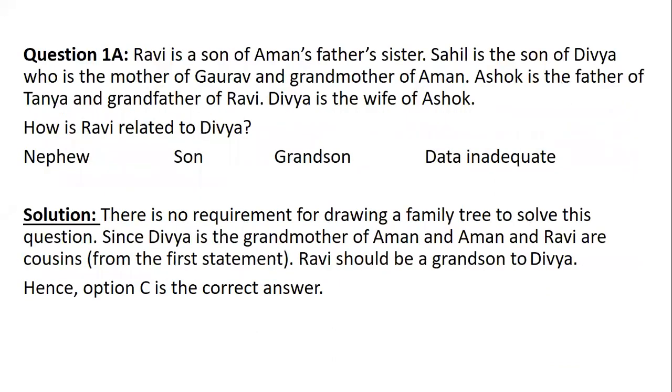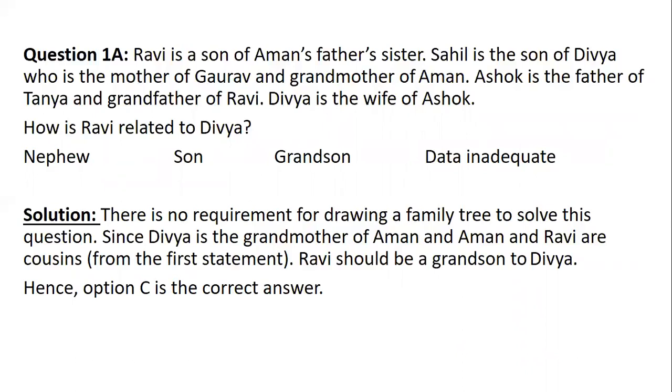First question. Ravi is the son of Aman's father's sister. Sahil is the son of Divya, who is the mother of Gaurav and grandmother of Aman. Ashok is the father of Tanya and grandfather of Ravi. Divya is the wife of Ashok. How is Ravi related to Divya?